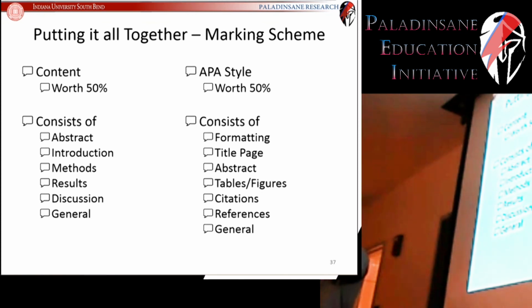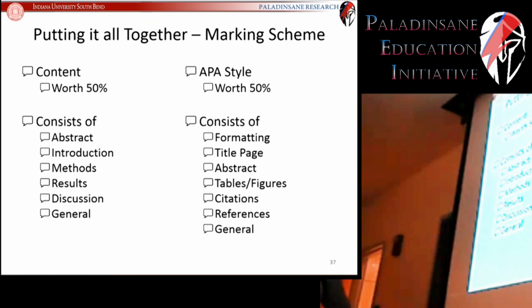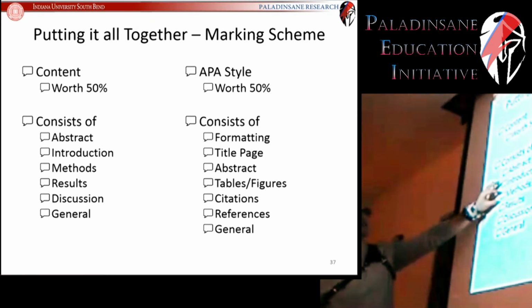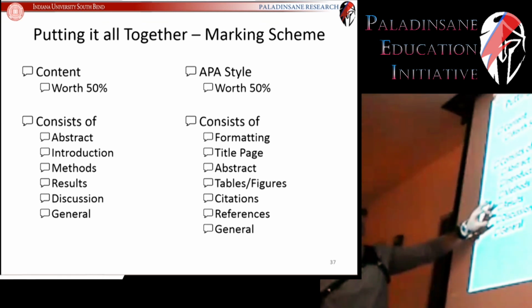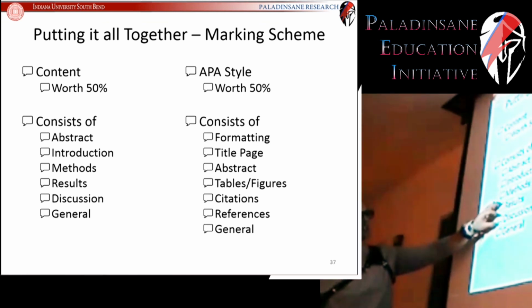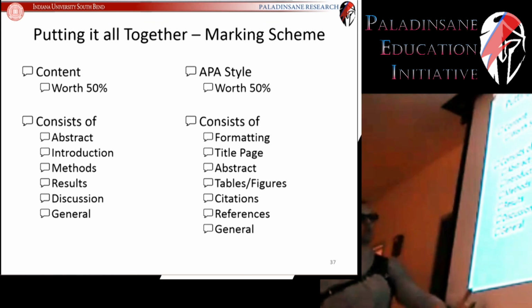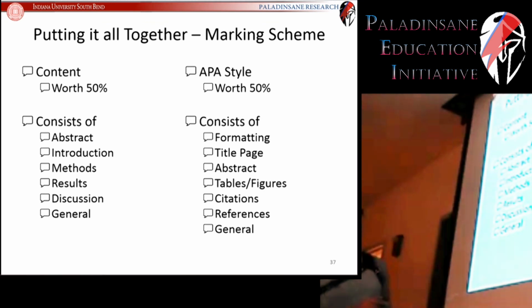Did you talk about group memory? Do you have a hypothesis? Your method section. Is the information required for the method section in there? Is the information for the results in there? Is the information for the discussion in there? And then just in general, is the information that needs to be in your research report there? That's going to be worth 50% of your grade.